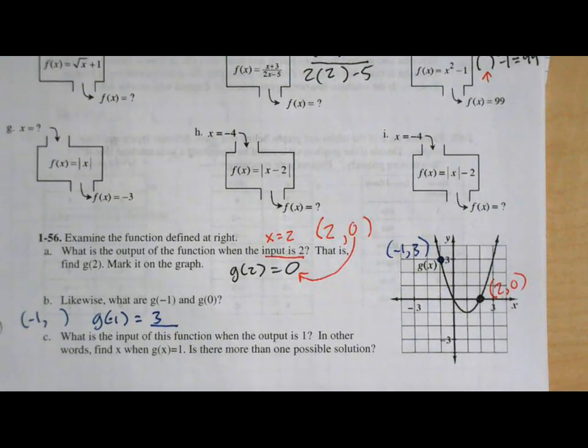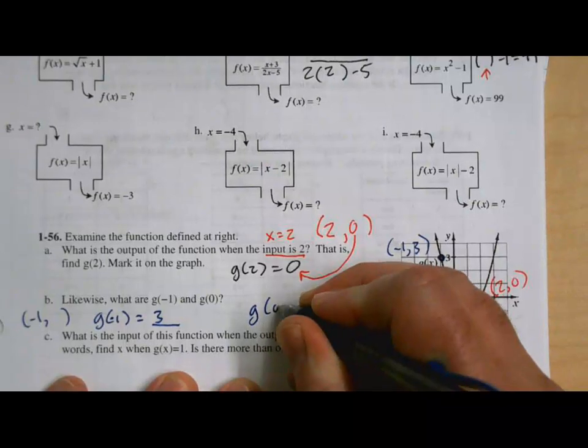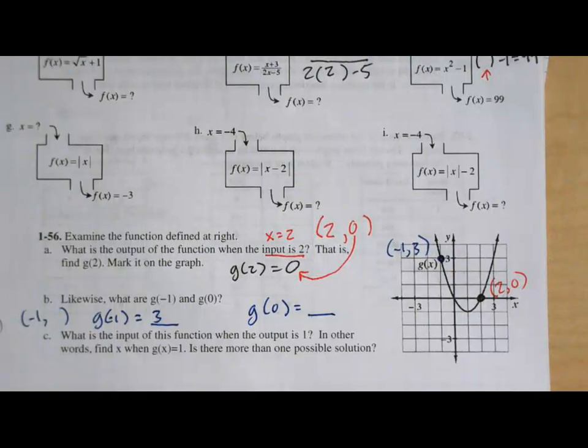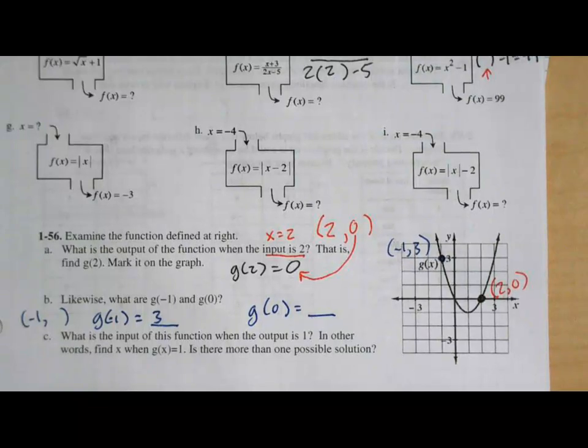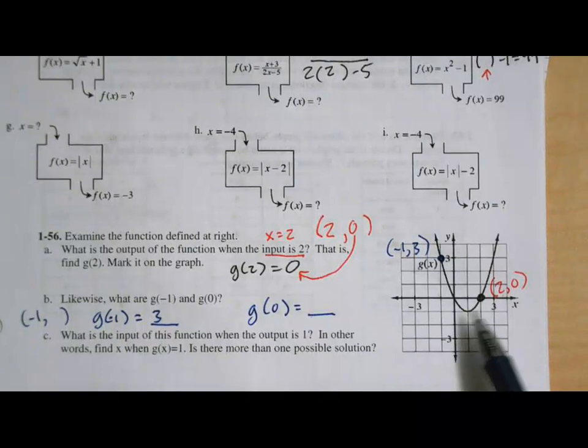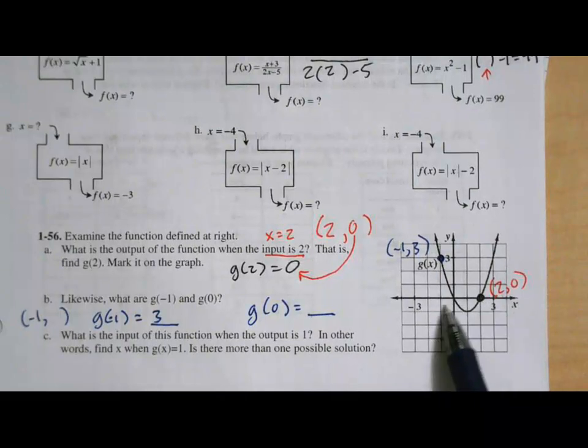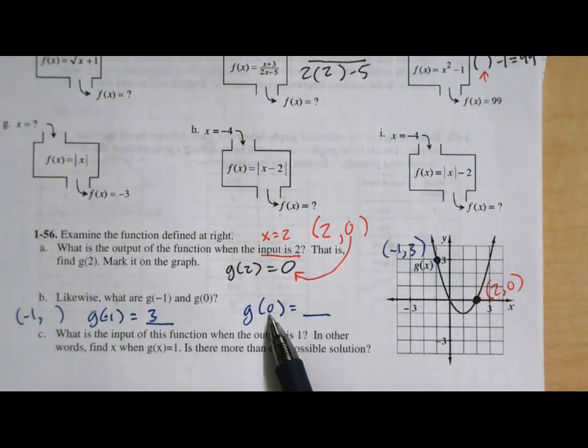I would love for all of you right now to find g of 0 for me. Find a point on your graph that has an x-coordinate of 0. Whatever the y-coordinate of that point is, that would be your answer. I think you found me a point with a y-coordinate of 0. I'm looking for an x-coordinate of 0.